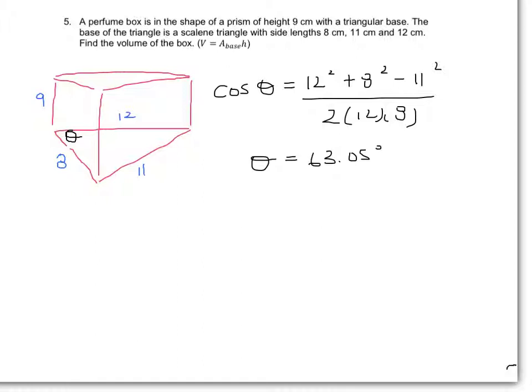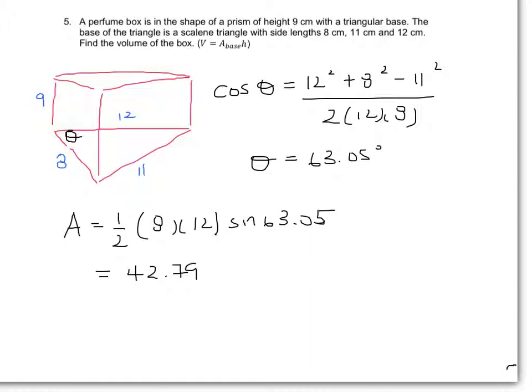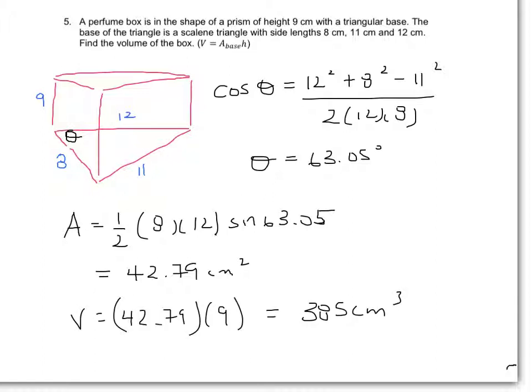Now with that, I can find the area of the base of the triangle. Substituting the angle into the area of a triangle formula, I get that the area of the base is 42.79 centimeters squared. And I'm going to add that here. And now the last step, given that the volume of a box is the area of the base times the height, I'm going to take the area of the base here, which is 42.79 centimeters squared, and multiply it by 9 centimeters. That gives me 385 centimeters cubed.